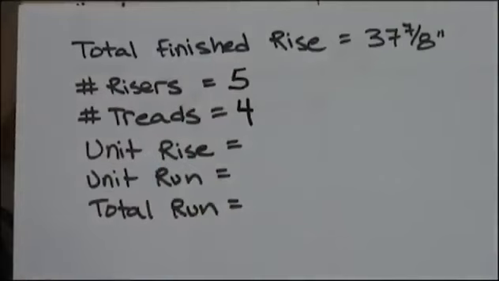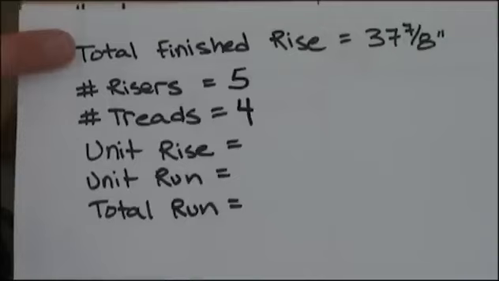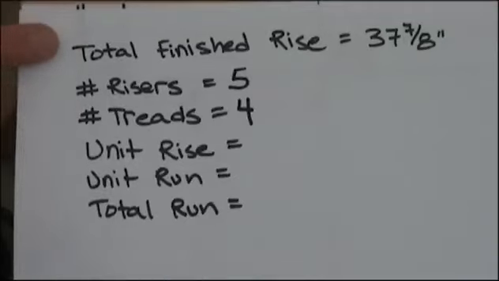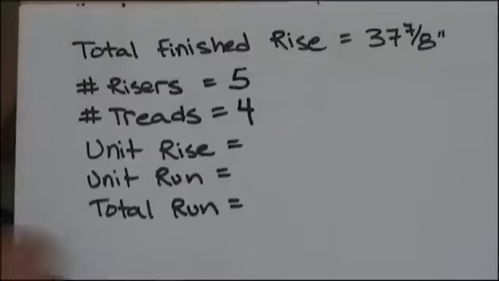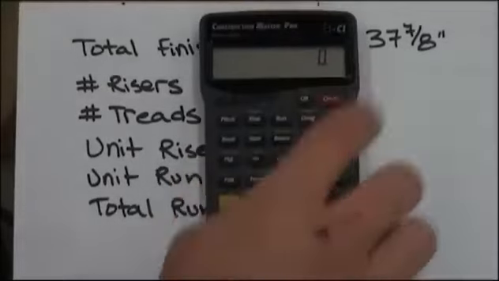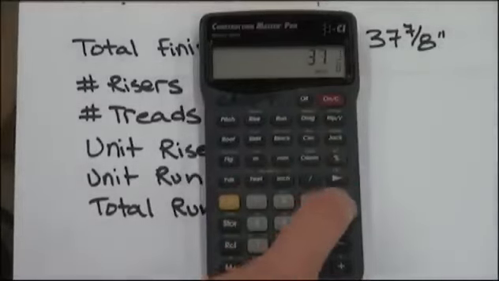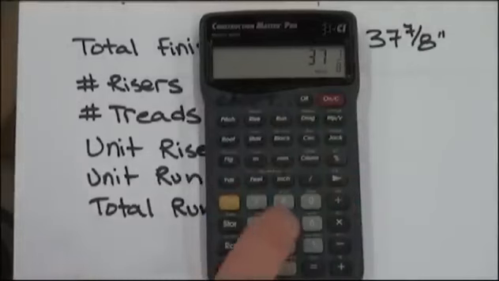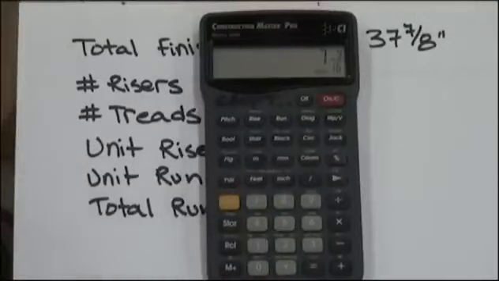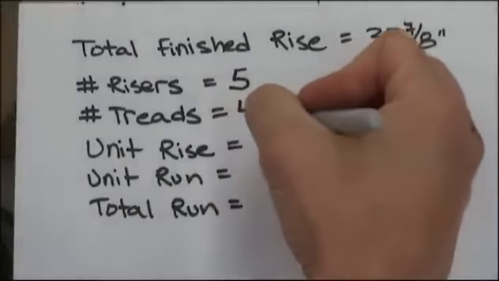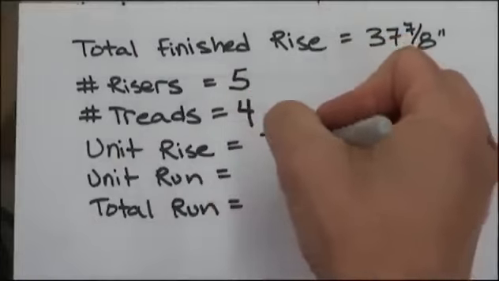Now we're ready to calculate our unit rise. We have our total finished rise and we have the quantity of risers. So now we just need to take our finished rise and divide by our quantity. 37 inches and 7/8 is our total rise divided by our number of risers, 5, equals 7 9/16. So our unit rise is 7 9/16.